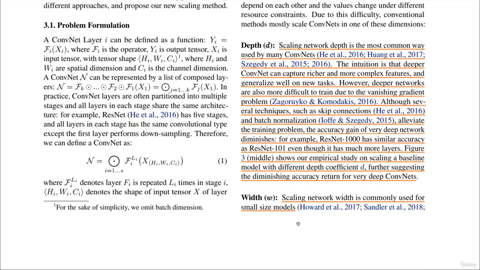The next method for scaling up networks is by increasing their width. That is actually by increasing the channels in the different layers which make up the model.